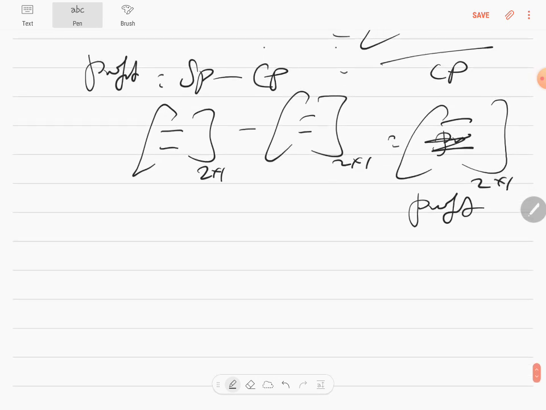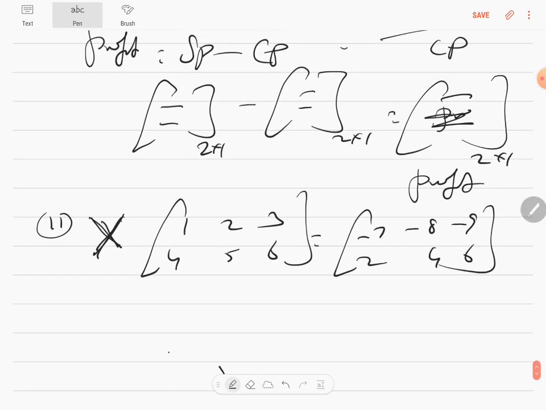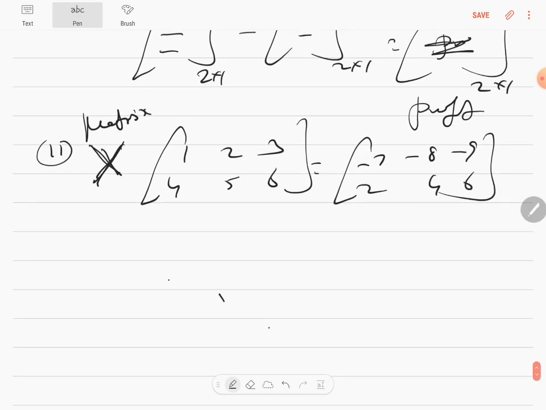Okay, let's go to the next question, which is the 11th question, which is an important sum, where there's an X times the matrix 1, 2, 3, 4, 5, 6 is equal to minus 7, minus 8, minus 9, 2, 4 and 6. This X is not a scalar for you to write it as 1x, 2x, 3x. It's a matrix X. This comes for board exam. I don't know, every exam this comes, the children think it's some constant x and they take it in. No. This is a 2 by 3 matrix.